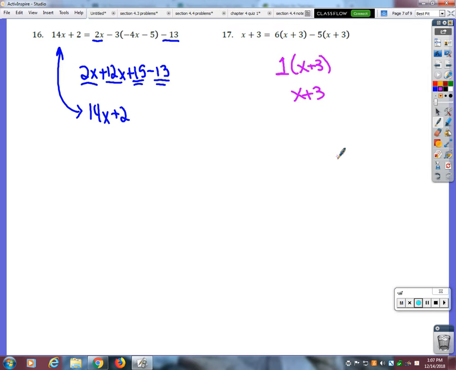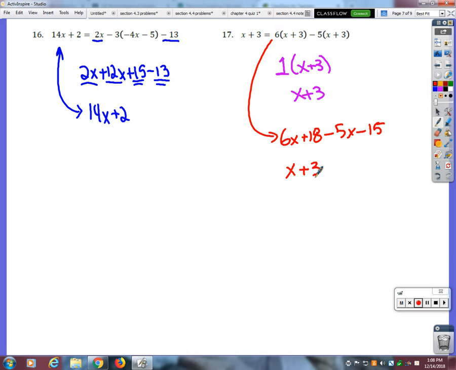Okay? So, Matthew, Nathan did this. Nathan did this in a really different way. What I would have said is distribute the 6, which would give you 6x plus 18. And then I would have distributed the negative 5, which would give you negative 5x minus 15. And then when you combine those like terms, you get x plus 3.